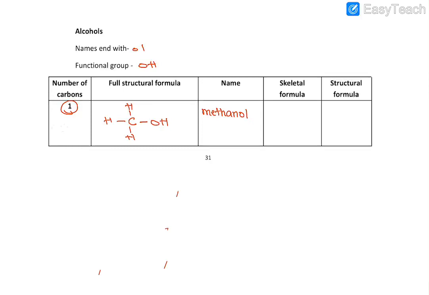So the skeletal formula, if you still remember, is where you have the lines. You're not showing any carbon or hydrogen, you're just showing lines where each end, each dot represents a carbon atom. So here the skeletal formula is just going to be OH, like this. And then the structural formula, CH3OH.